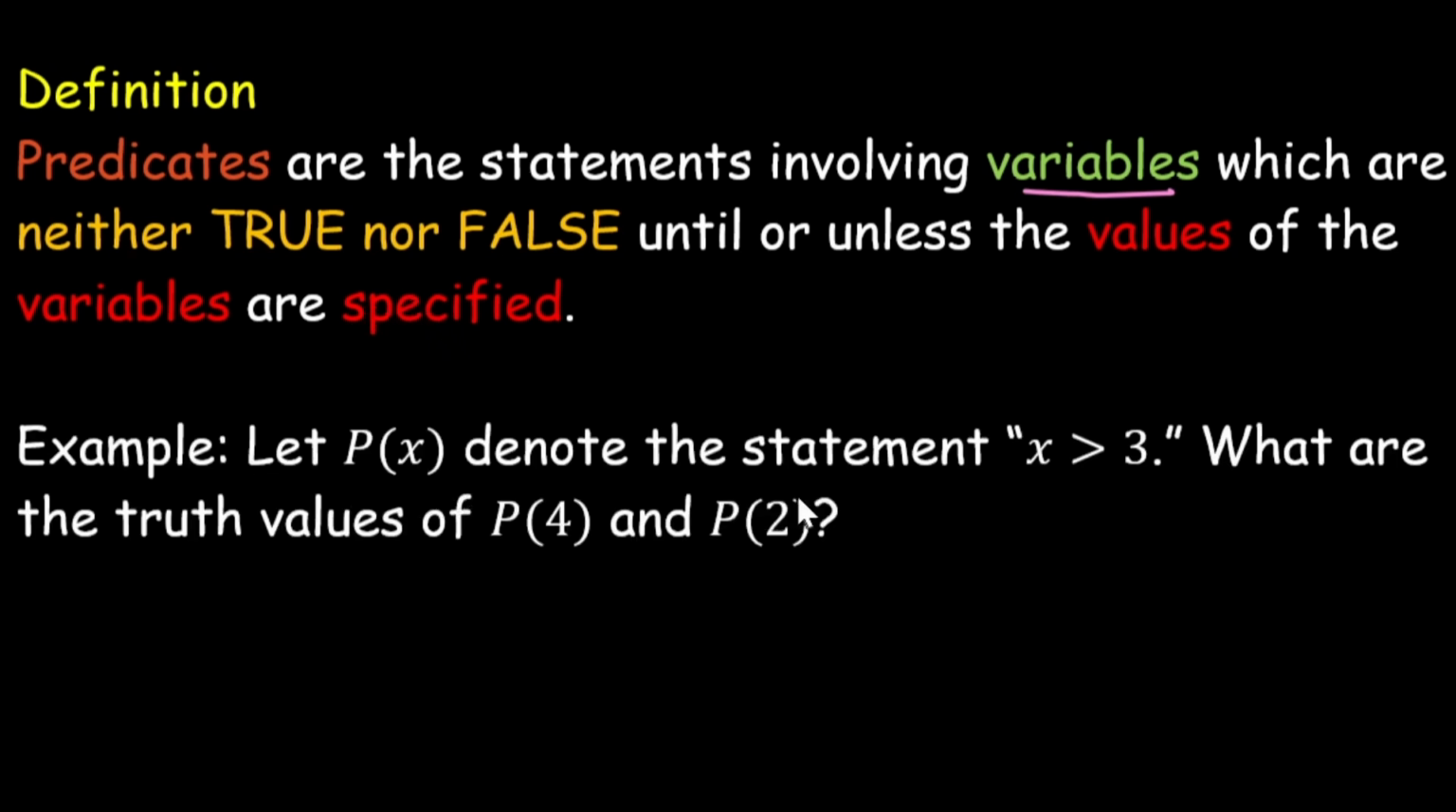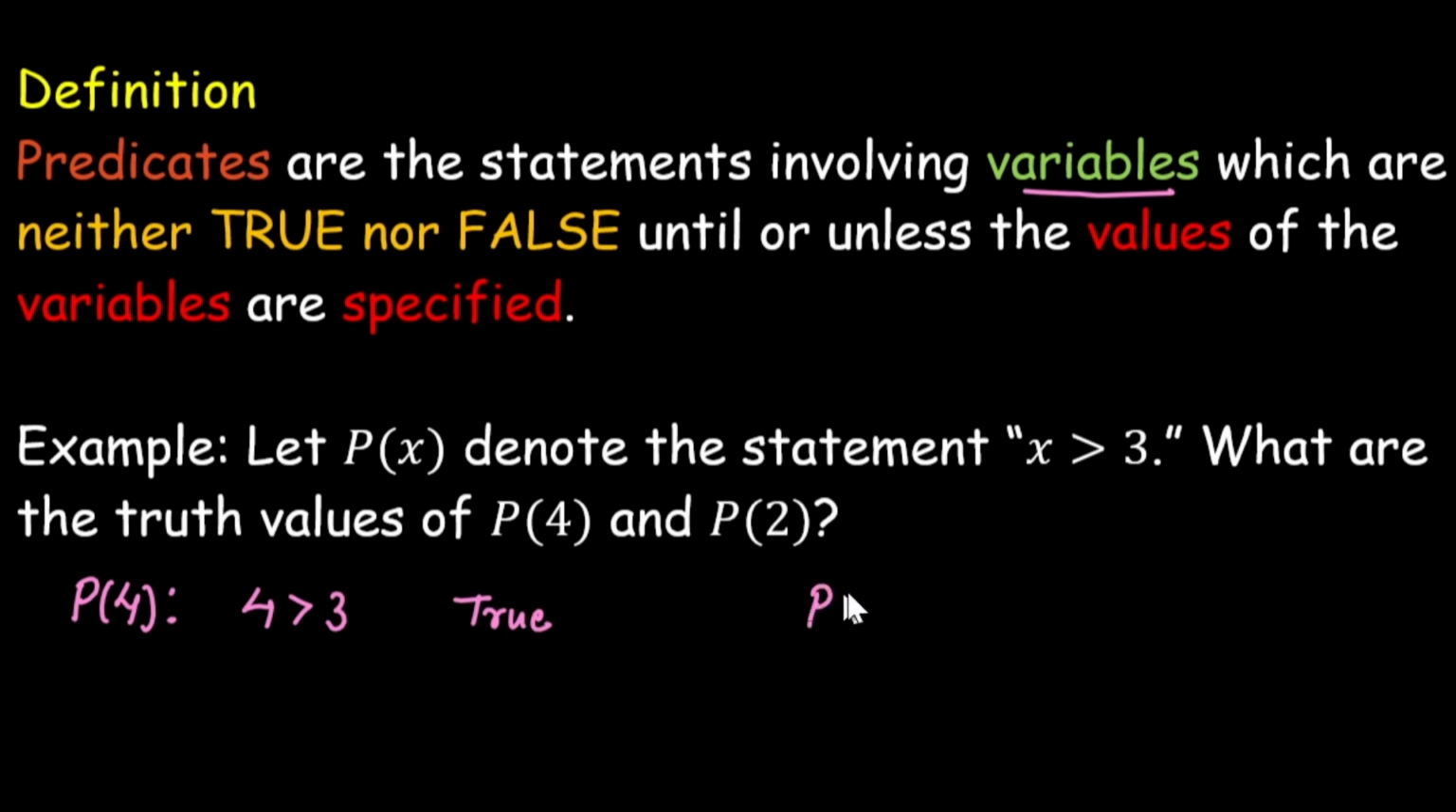Let P(x) denote the statement x greater than 3. So this is a predicate. Here there is a variable, that is x, and the property is x is greater than 3. We need to judge what is the truth value of P(4) and P(2). What does it mean? Simply, in place of x replace 4. So in P(4) the statement is 4 is greater than 3. Is this statement true? Yes. So its truth value is true.